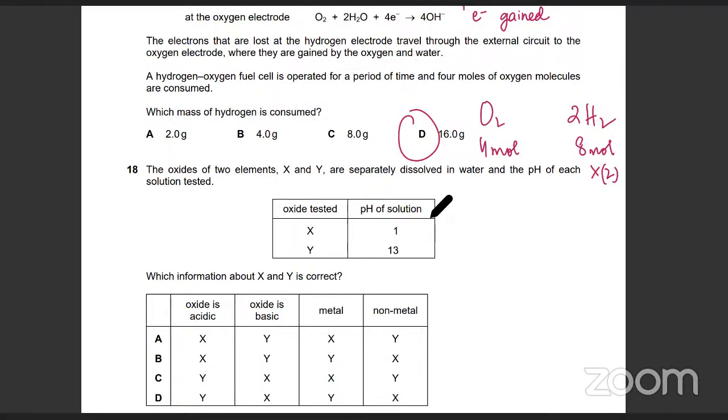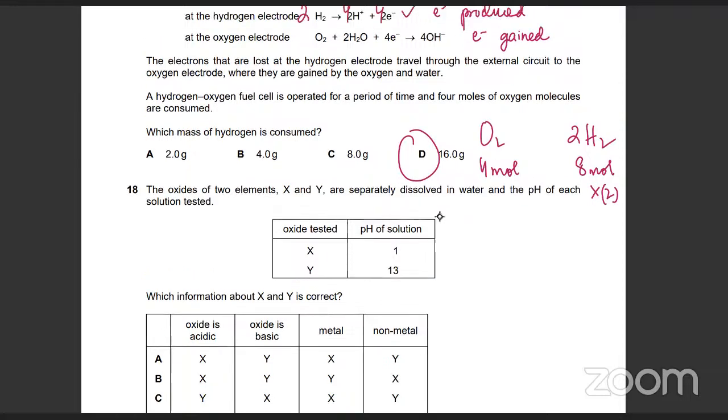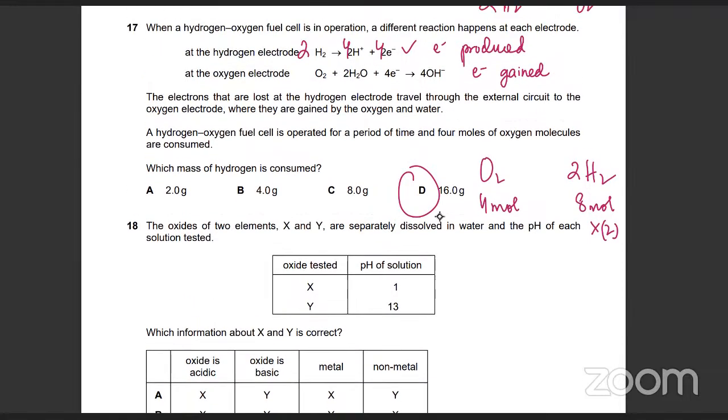मास क्या होता है? 1 second, I'm just writing the thing about the hydrogen cell. Yes, sir. With 18? Metal oxide, are they basic or are they acidic?